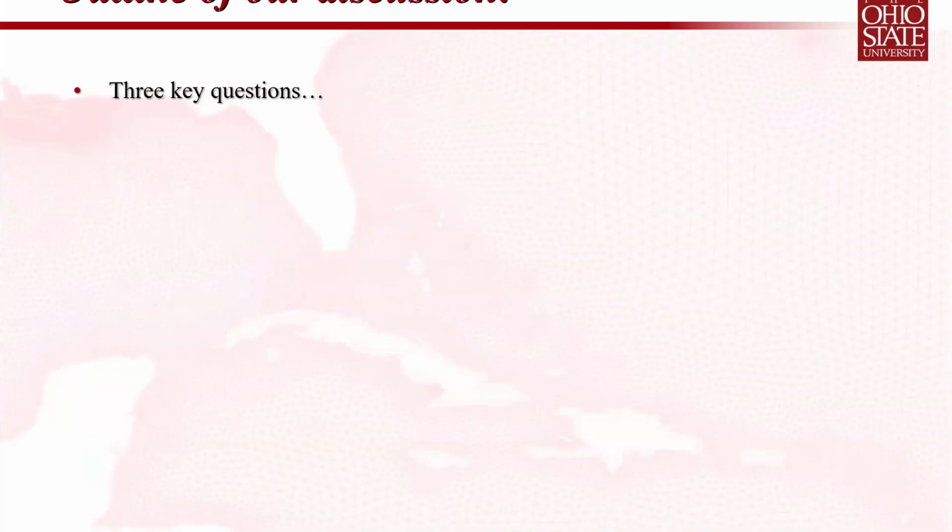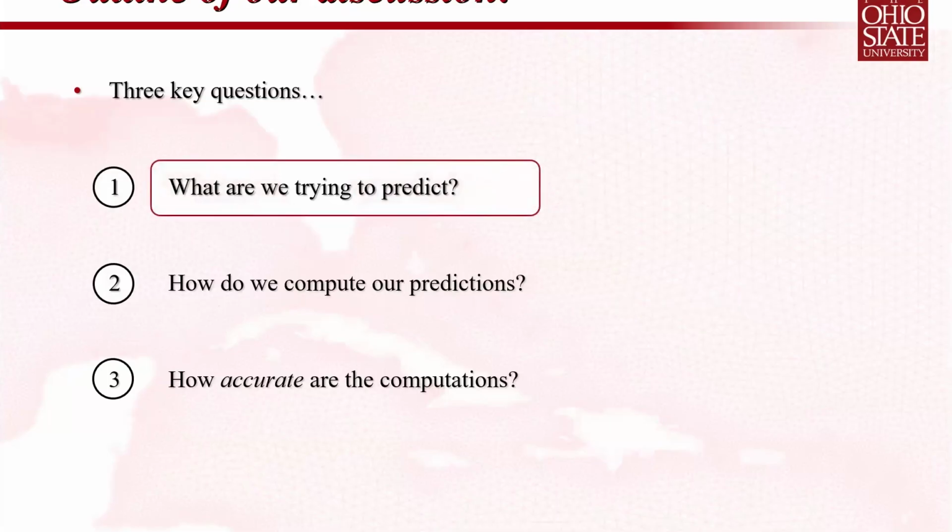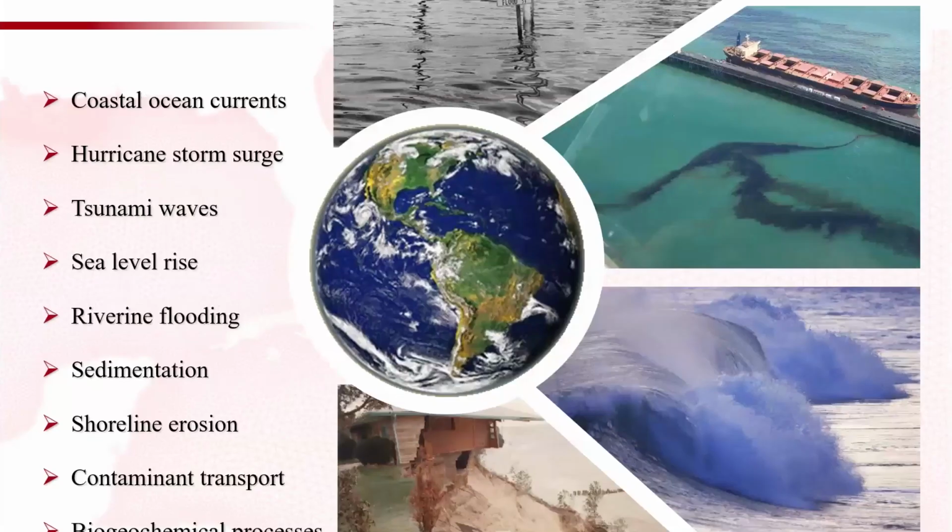So I want to outline the remaining part of this discussion in terms of three key questions. The first one is just addressing what exactly are we trying to predict? The second one is once we know what we're trying to predict, how do we compute our predictions? And then finally, once we have the predictions, how accurate are they? So focusing in on this first point here, what are we trying to predict?